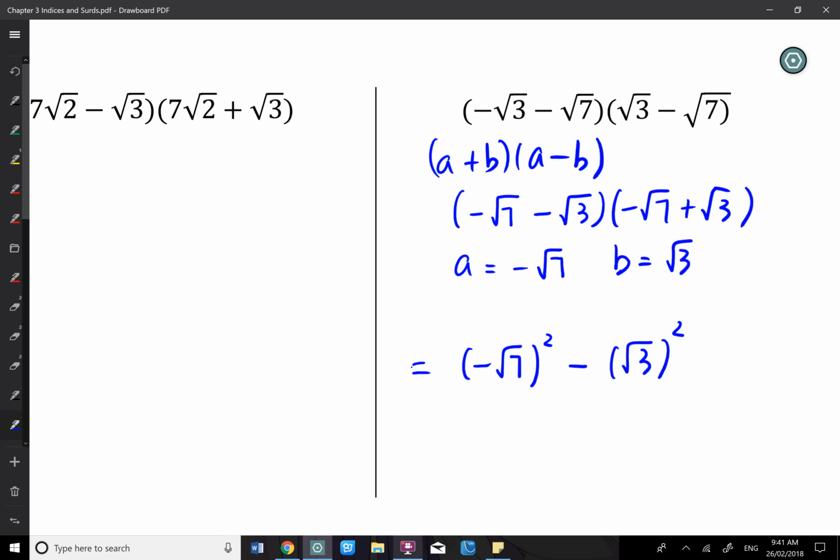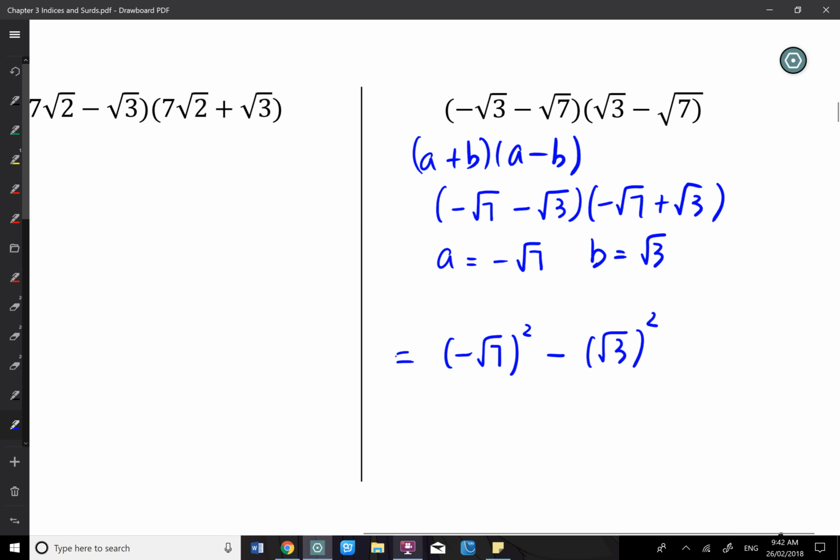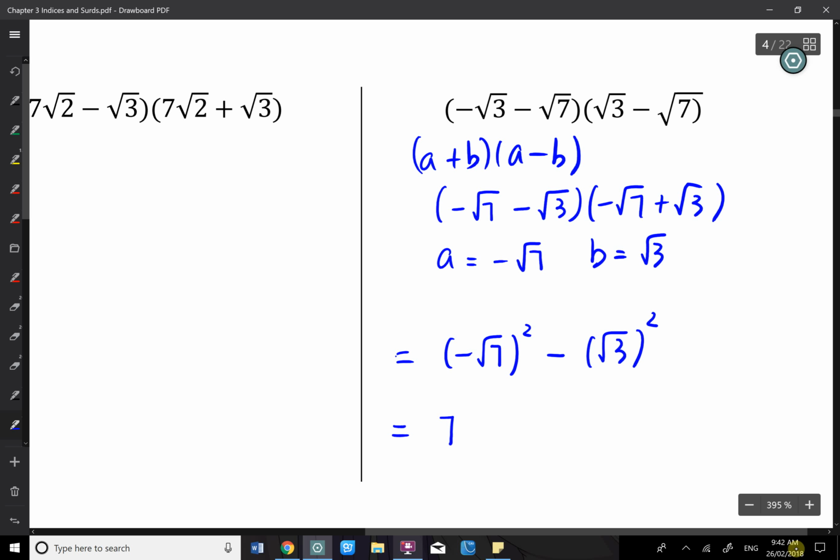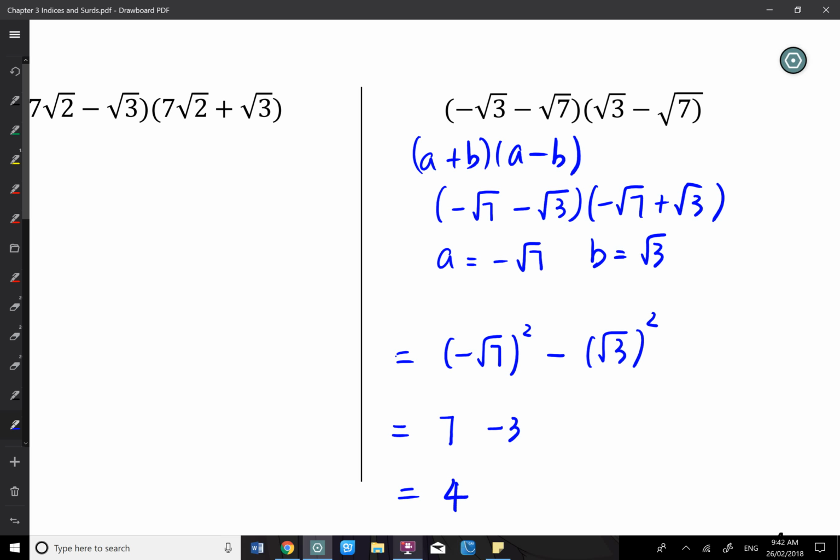Okay, when it's straightforward, yes, you can definitely use it. When it's not straightforward, you need to try to figure out what the A and the B values are. Okay, that's the difference of perfect squares. So that will be a 7 because minus gets squared and minus a 3, that gives you 4.